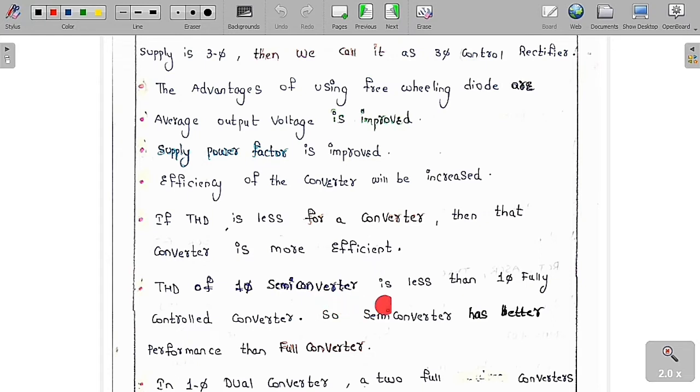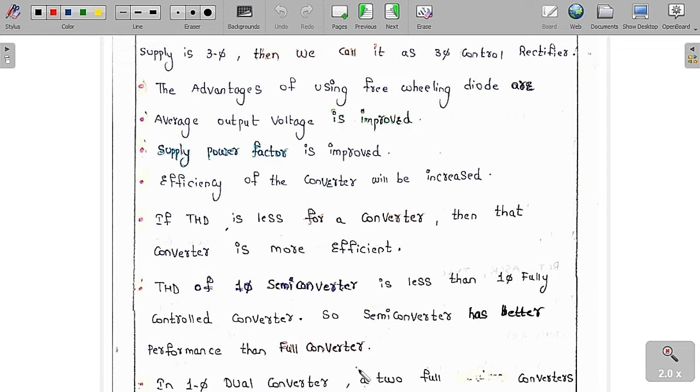THD of a single phase semiconverter is less than that of a single phase fully controlled converter. So the semiconverter has better performance than the full converter. The THD of the single phase semiconverter is lesser than the THD of the single phase full converter.